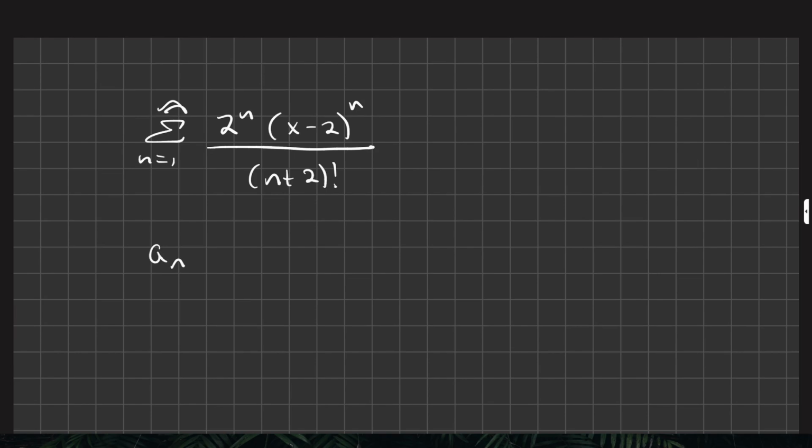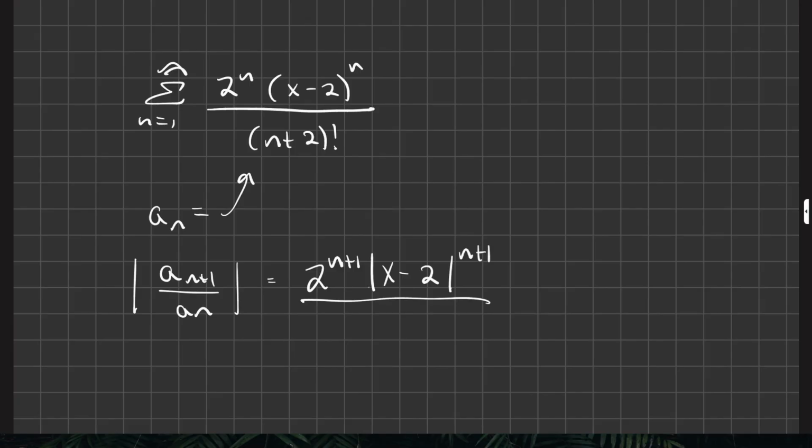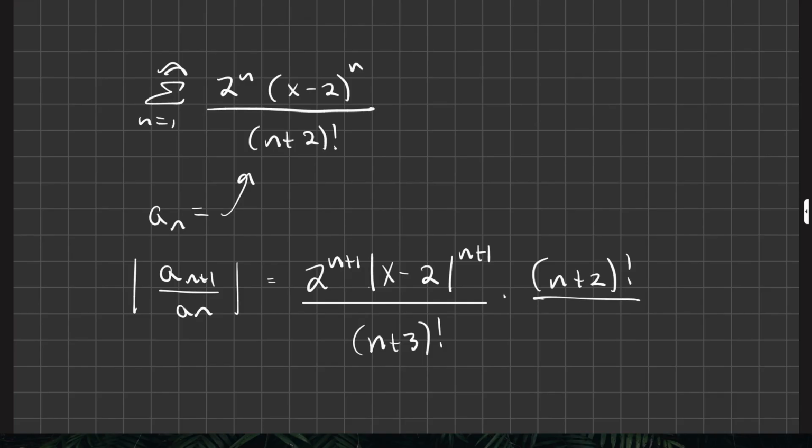So again, we always let a sub n equal all of this, and let's set up the ratio. So this is just 2 to the n plus 1 times absolute value of x minus 2 to the n plus 1 power, all over n plus 3 factorial, and then we'll multiply by the reciprocal, so this will give us n plus 2 factorial, and 2 to the n times the absolute value of x minus 2 to the n.